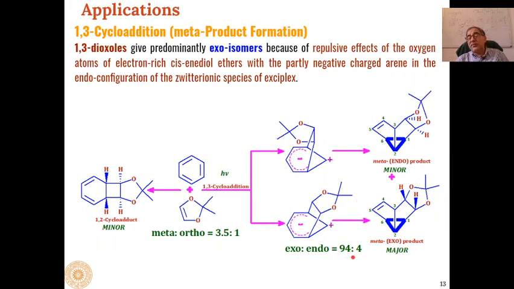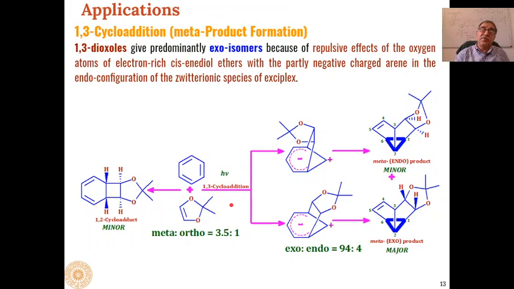So because of that, here the exo product will be formed in major amount as compared to the endo product. We can see from the product formation also that the ratio of exo to endo product formation is 94:1. Similarly, in this case, in addition to meta products, some ortho product can also be formed, although it is formed as a minor product. But the ratio of formation of meta to ortho is 3.5:1. So that means if 10% of the 1,2-cycloadduct is formed, then 35% of meta will be formed. And out of that 35%, the exo to endo product formation will be 94:4. So this is how we can explain the formation of exo or endo isomers.